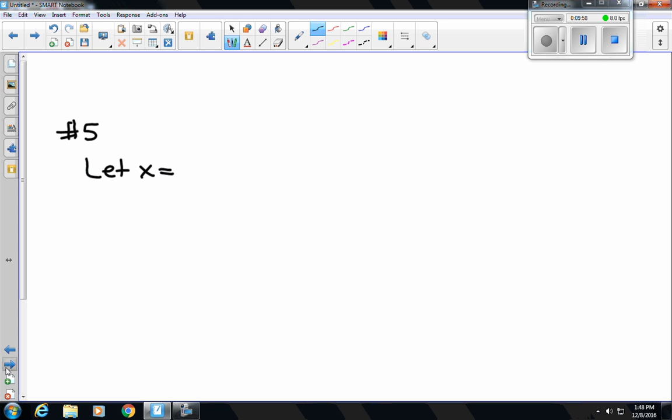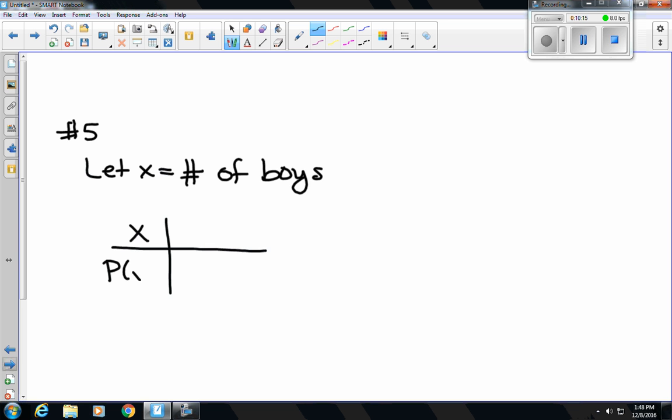So let X equal the number of boys. Remember on your quiz, the very first question says, what is the random variable? Okay, in this case, the random variable is the number of boys. So we set up a table, and because we used x, we're going to use x here. All right, well, how many boys could I have? 0, 1, 2, and 3. Yeah, you can have kids and have no boys.